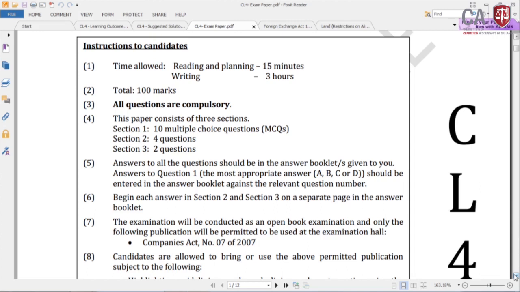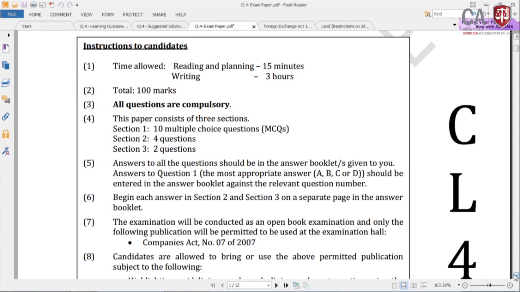And the paper consists of 3 sections. Section 1 allocates 10 multiple choice questions, MCQs, section 2 has 4 questions, and section 3 has 2 questions. So answers to all the questions would be in the answer booklet given to you. If it's online, then there is a system that is followed. And in the answers to question 1, the MCQ, the most appropriate answer, A, B, C, D, should be entered in the answer booklet against the relevant question number.